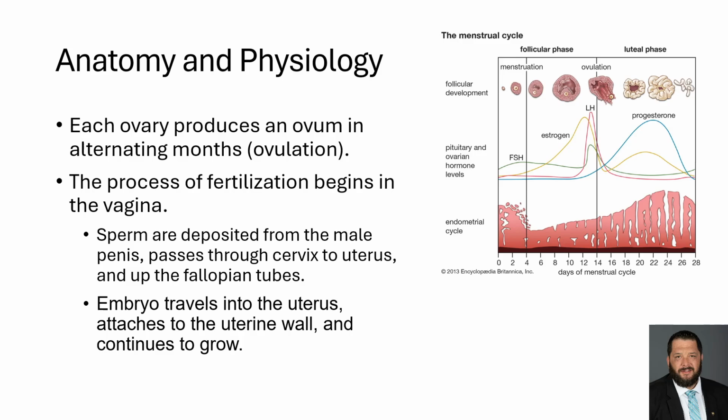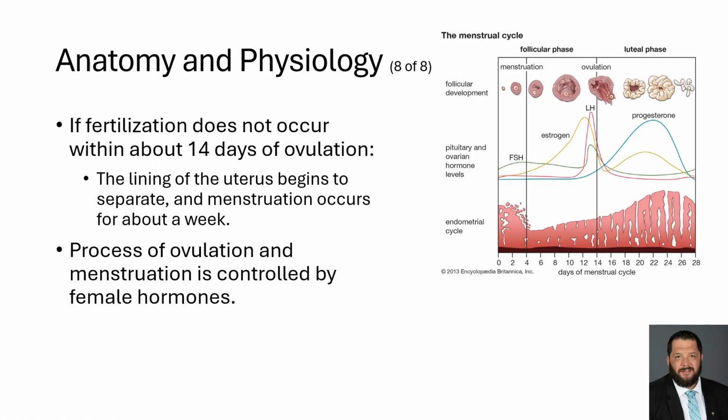The process of fertilization begins in the vagina, where sperm is deposited from the male penis and passes through the cervix to the uterus and ends up in the fallopian tubes. The egg is fertilized within the fallopian tubes, and the fertilized egg continues traveling into the uterus, where it will eventually implant and attach itself to the uterine wall, where it will continue to grow. If fertilization does not occur within about 14 days of ovulation, then the lining of the uterus begins to separate and menstruation occurs for about a week.